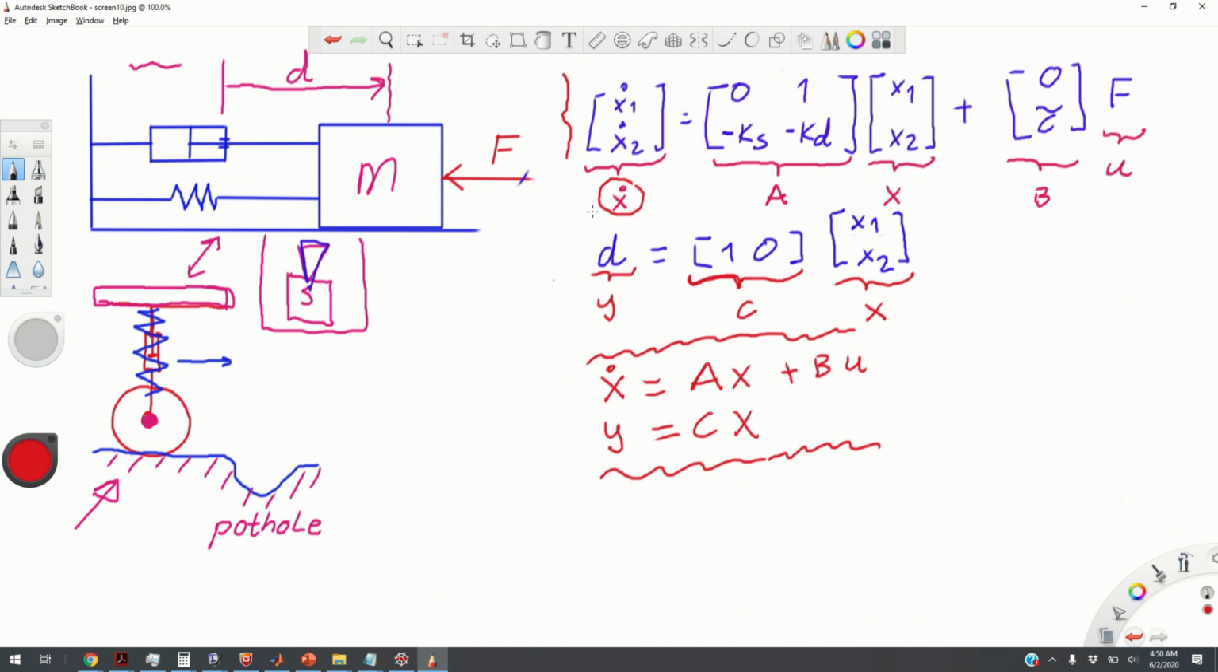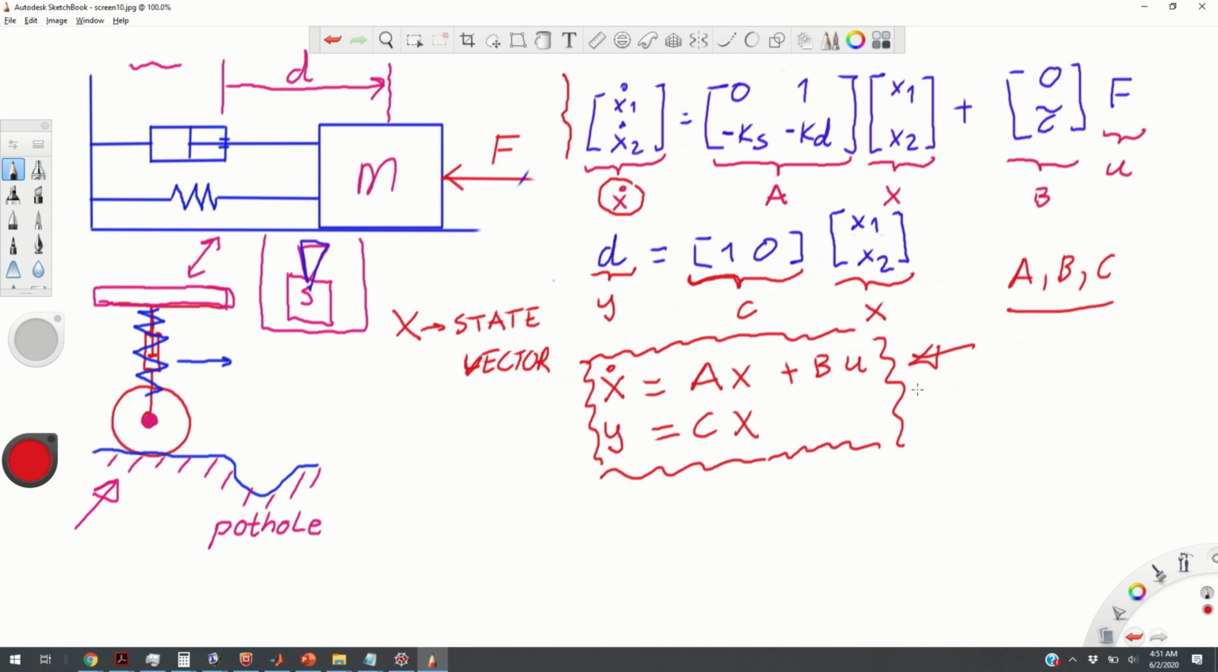This will be our state vector. X will be our state vector. And the first equation describes the state equation. The second equation describes the output equation. And these two equations, the state and the output equation, can be compactly written in this form, where A, B, and C are system matrices. So this is a standard state space representation of a linear system.